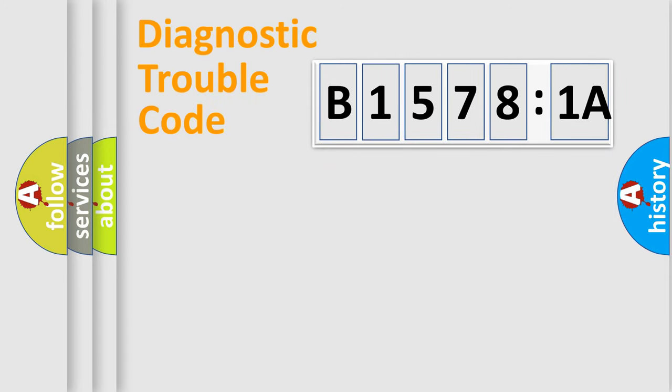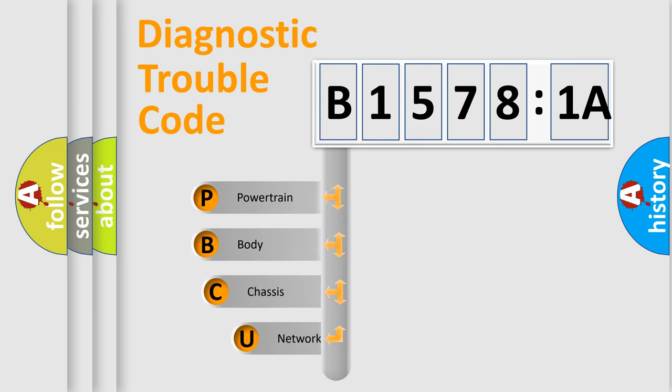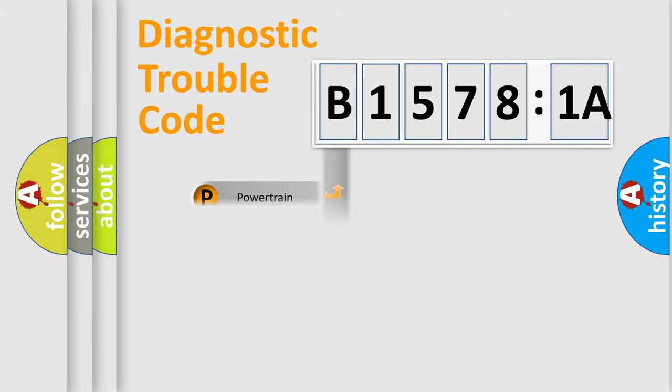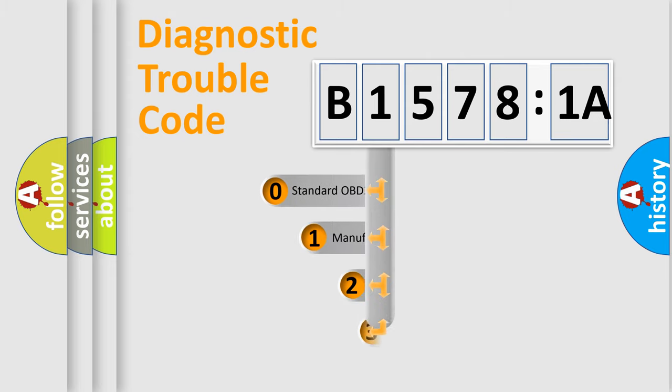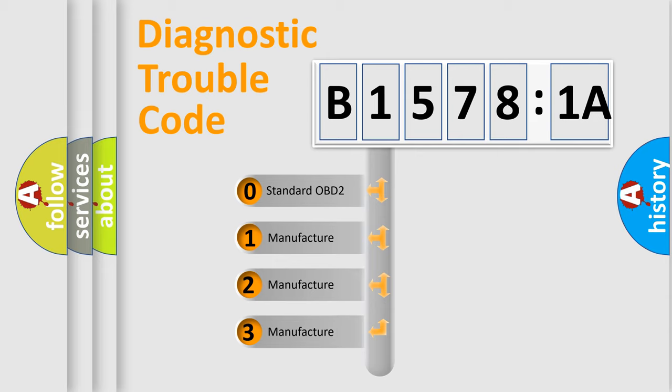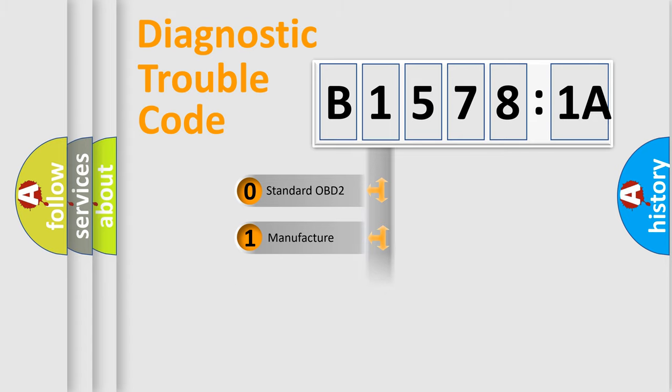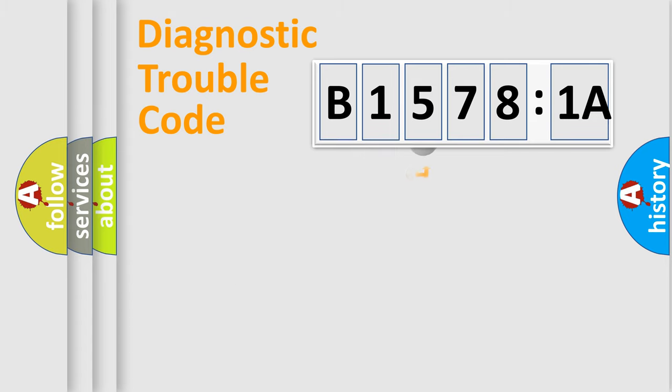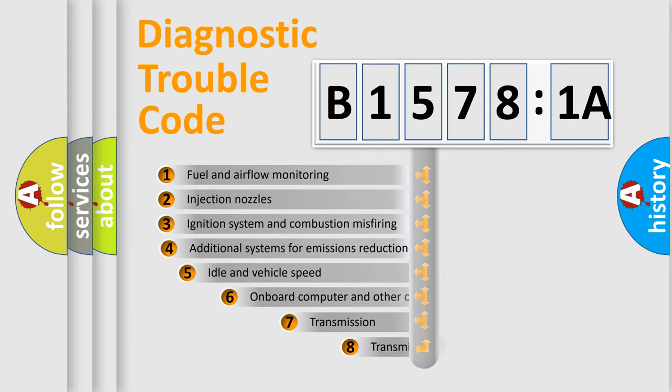Let's do this. First, let's look at the history of diagnostic fault code composition according to the OBD2 protocol, which is unified for all automakers since 2000. We divide the electric system of an automobile into four basic units: powertrain, body, chassis, network. This distribution is defined in the first character of the code. If the second character is zero, it is a standardized error. In the case of numbers 1, 2, 3, it is a more prestigious expression of a car-specific error.